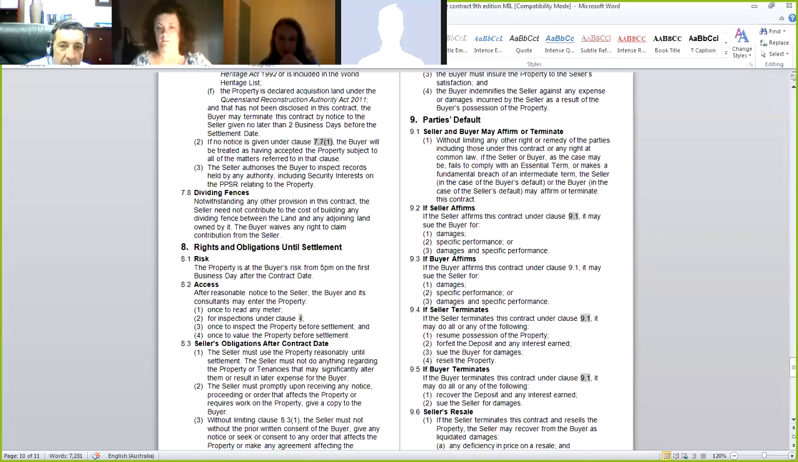Usually it's the buyer that might be in default. So if the buyer's in default and the seller terminates, the seller may, amongst other things, forfeit the deposit which was paid by the buyer, and then sue for damages as well.